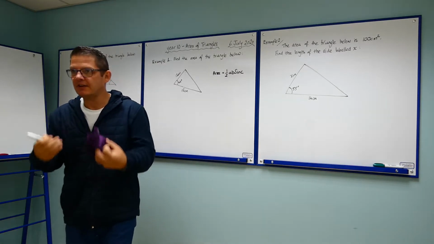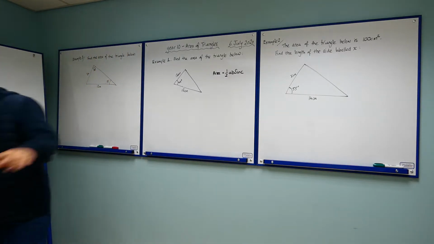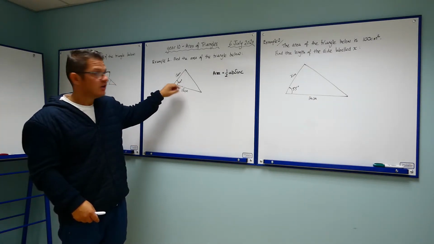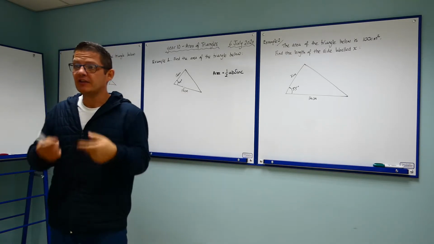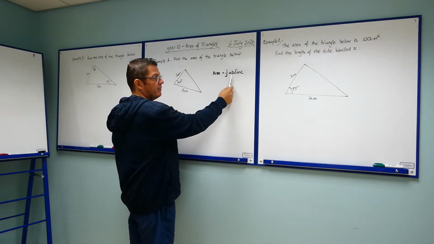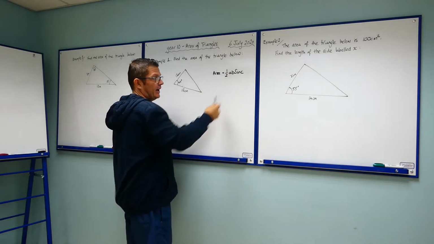Now it's not as difficult as it looks. What you need to remember is that we need two sides and an angle between them. If we have two sides and the angle between them, we can use this formula. The A and B are just the two sides, either side of the angle, and then it's sine of the angle that we've got.